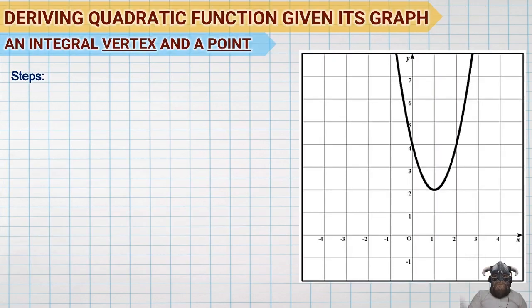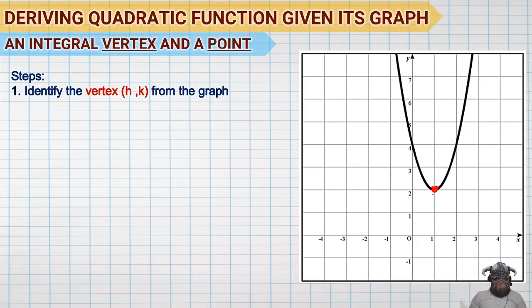So, as we start, let's try to have the steps in deriving the quadratic function given its graph wherein the vertex is integral. So, katulad nito, makikita mo siya dun sa mga intersection ng grids natin, whole number yung vertex niya. So, madali siyang i-identify. And we also try to consider another point on the graph. So, the first step is to identify the vertex h, k from the graph.